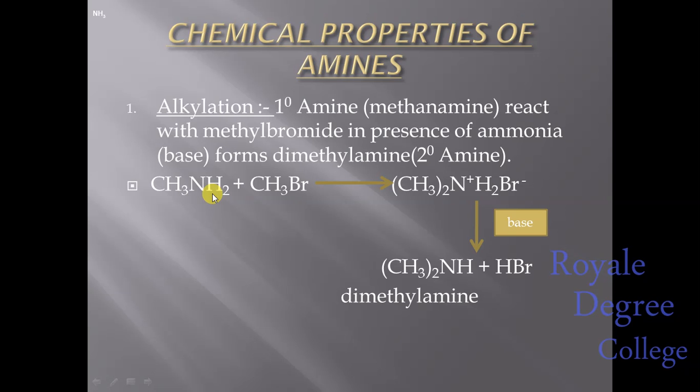CH3NH2 methylamine, in that we are adding methyl bromide, so we are getting an addition compound, that is CH3 taken twice NH2 plus Br minus. In this we are adding base. So what will happen from this addition compound, one hydrogen and Br, it is coming out as hydrogen bromide, and our main compound what we are getting is CH3 taken twice NH, which is named as dimethylamine.